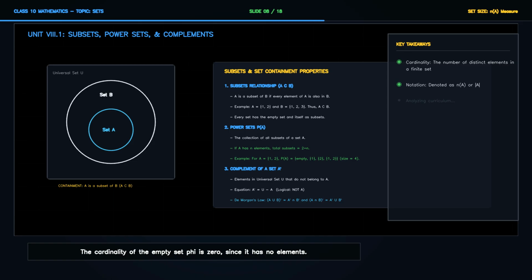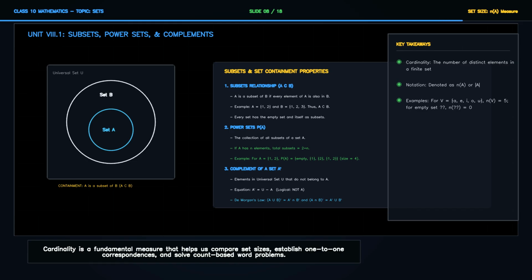The cardinality of the empty set phi is 0, since it has no elements. The cardinality of a singleton set, which is a set containing exactly one element, is 1. Cardinality is a fundamental measure that helps us compare set sizes, establish one-to-one correspondences, and solve count-based word problems.